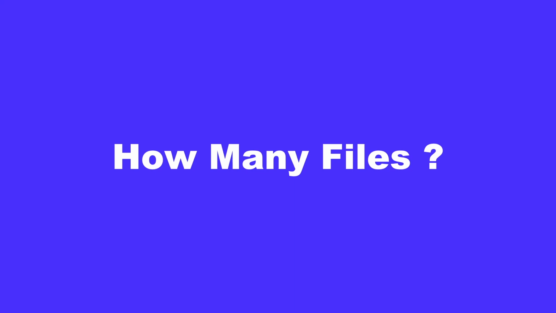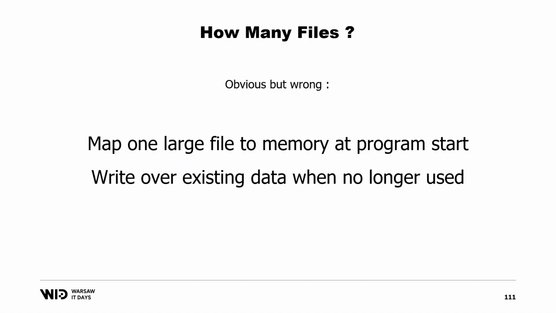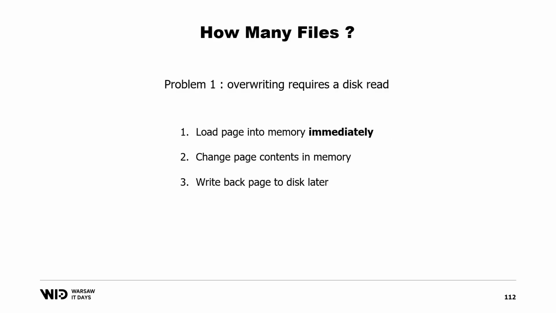An obvious choice is to just map one large file. Do it at program start and just keep running over it. When some part is no longer used, just write over it. This is obvious and therefore it is wrong. First problem with this approach is that writing over a page of memory requires a disk read.